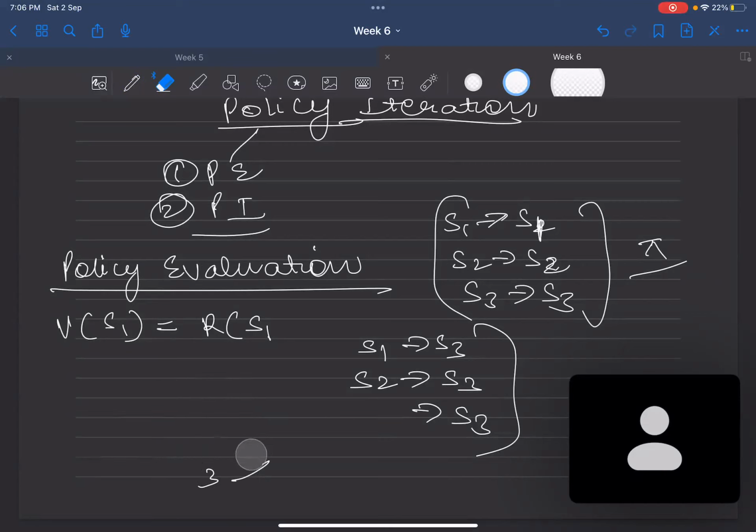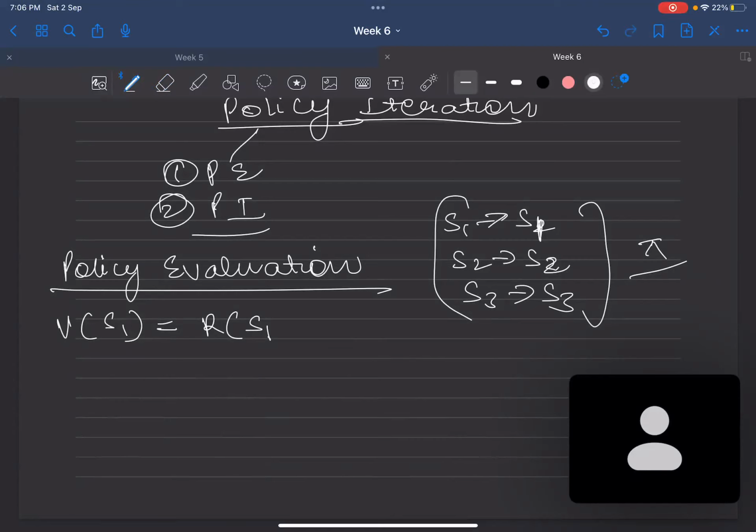But this makes calculation simple. S1 to S1, others are 0. So this makes calculation very simple. It's a very simple policy that she has selected. Is it deterministic? No, this is not deterministic. This is a very simple policy. There is a probability, a kind of deterministic. Yes, we can say deterministic because we are not saying that we are saying it with one probability.